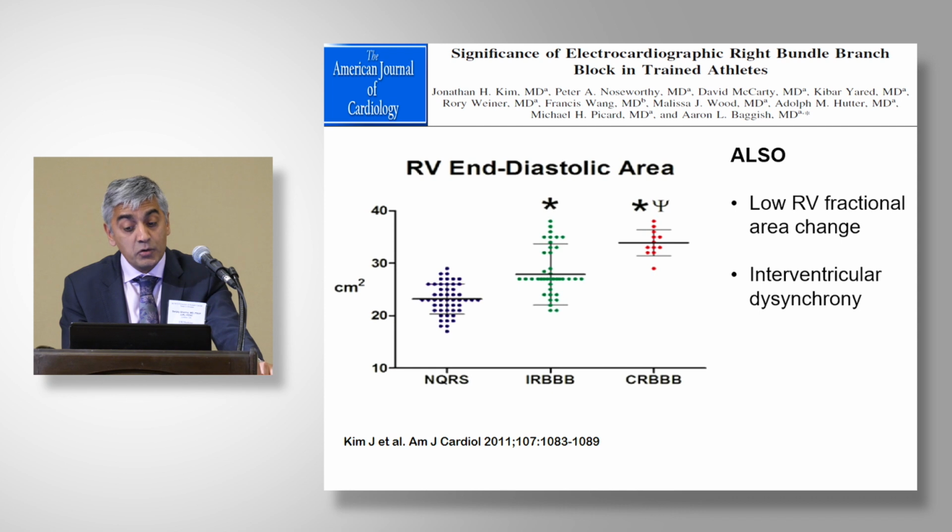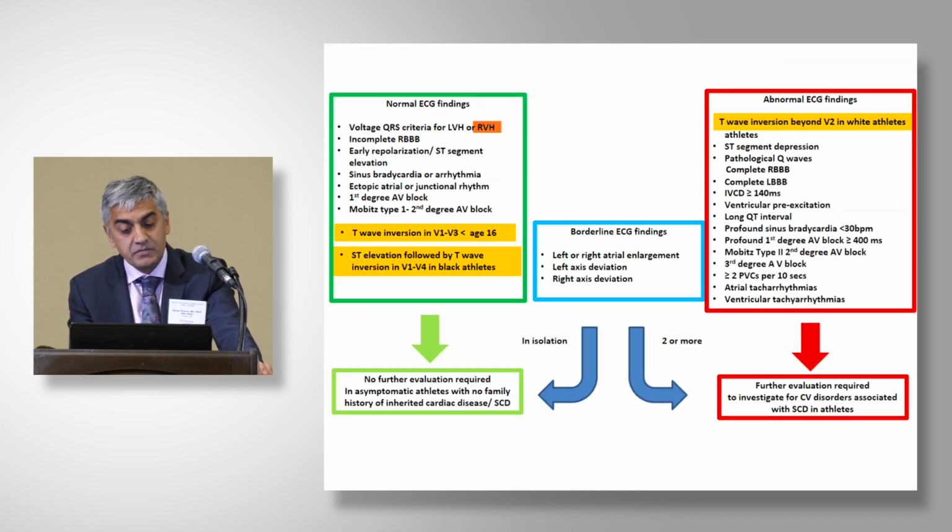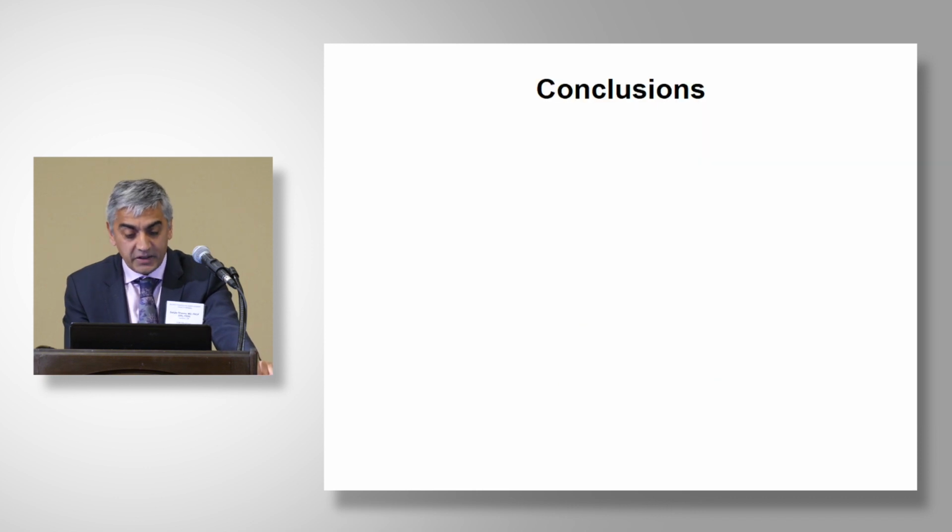But they also had a low right ventricular fractional area change. And they also had interventricular dyssynchrony. Now you could argue, is this physiology or is this pathology? The only saving grace was that none of these had cardiac disease. So, reluctantly, from my perspective, we moved complete right bundle branch block from abnormal into the borderline category. But if you ask my personal perspective, I'm not 100% sure we've got that completely right so far.